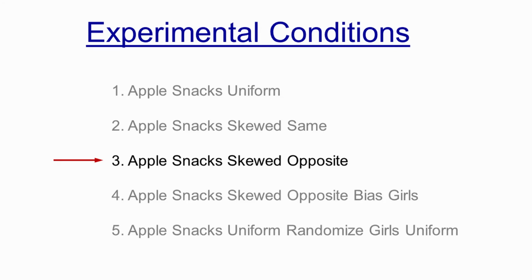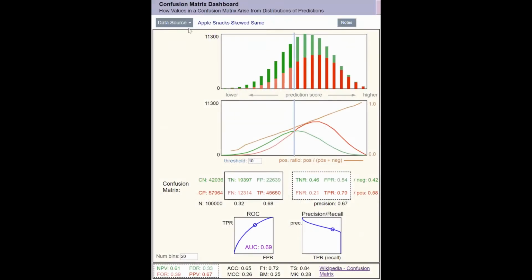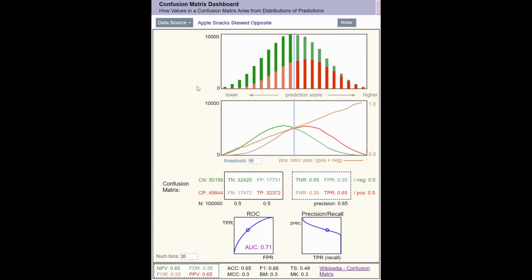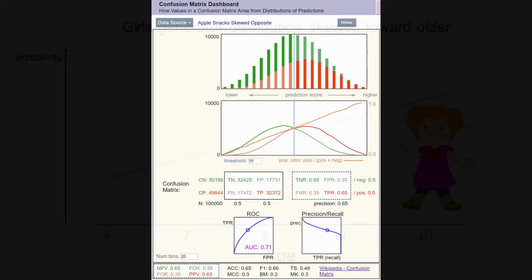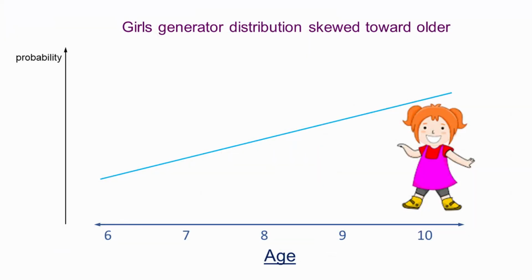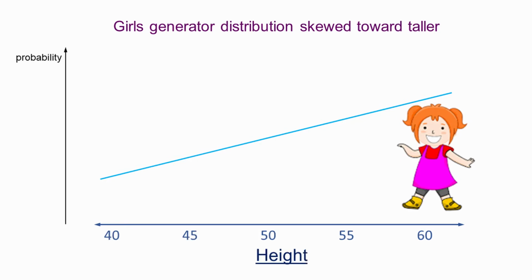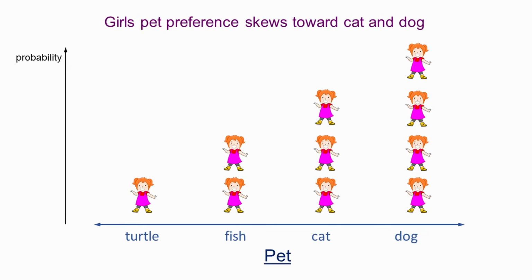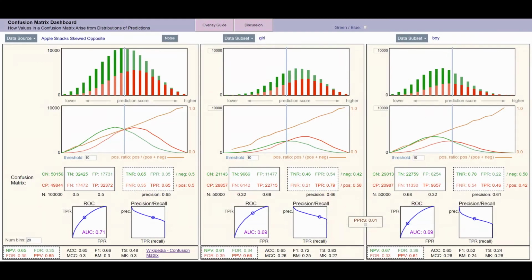Condition 3, skewed opposite. For condition 3, we'll make things interesting and use different generator distributions for girls and boys. For girls, we'll use the same generator distributions we just used for condition 2, so girls in this example will tend to be older, taller, have Mr. Applebaum as teacher, and have cats or dogs as pets. Therefore, they trend toward preferring an apple snack.